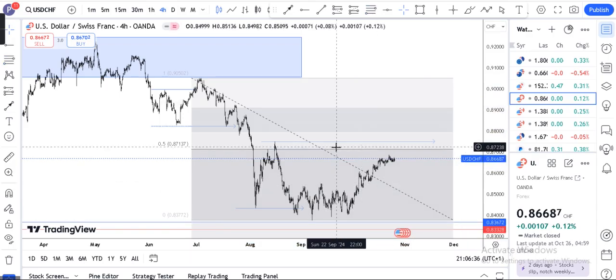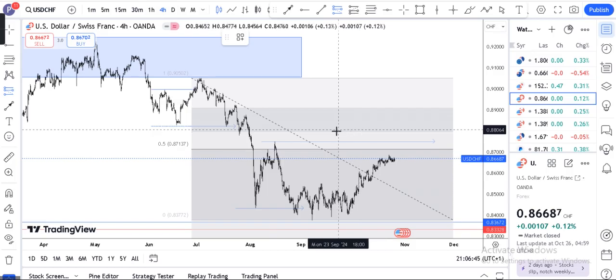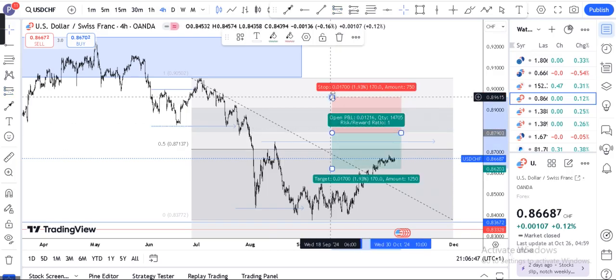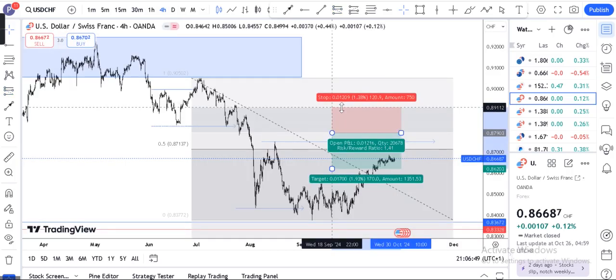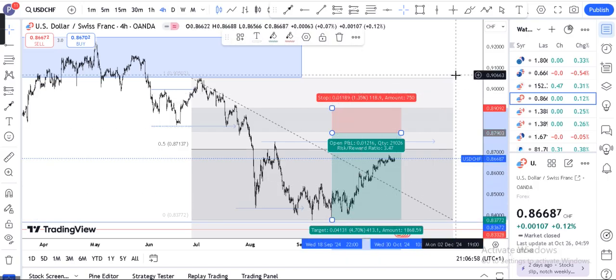Now what are we going to be simply doing? We are going to simply be looking at market to get into this particular level. So our trade will look like this. Our entry, our stop loss, and our take profit will be here for this particular entry.